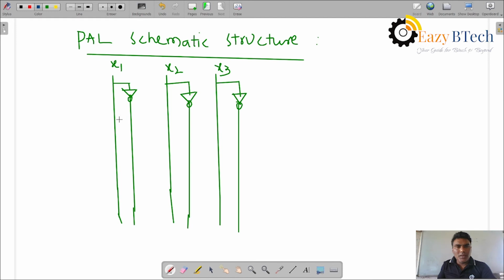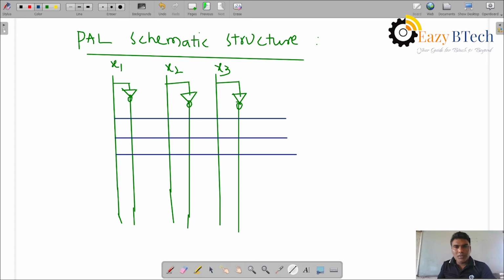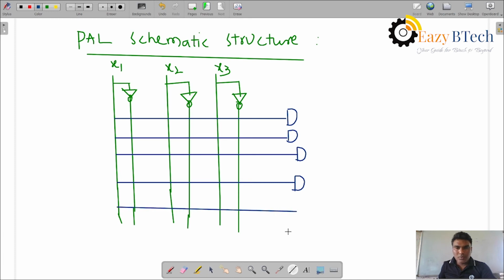Okay, so let me take the gates. How many gates did we take previously? 3 gates. Let us take these 3 gates: 1, 2, then 3 and 4. Let me take 4 gates here, which may be connected to the OR gates. Let me take another gate also.